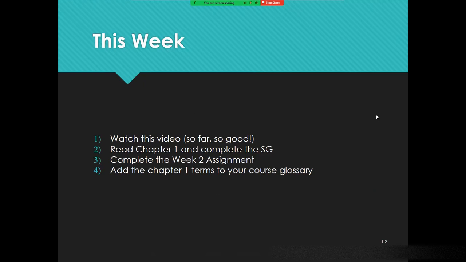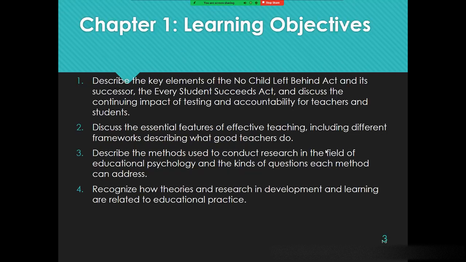So number one is to watch this video. So you're here, so far so good. You're going to read chapter one and complete the study guide over chapter one. And you're going to complete your week two assignment. And then you're going to work on adding the chapter one terms to your course glossary. So those terms are qualitative research, quantitative research, and a reminder that sometime throughout the semester, you're going to pick 10 additional terms to add to your glossary. There will be lots of them ripe for the picking in chapter one if you wanted to start tackling those 10. I also posted a PDF of chapter one, if you don't have your textbook, just FYI.